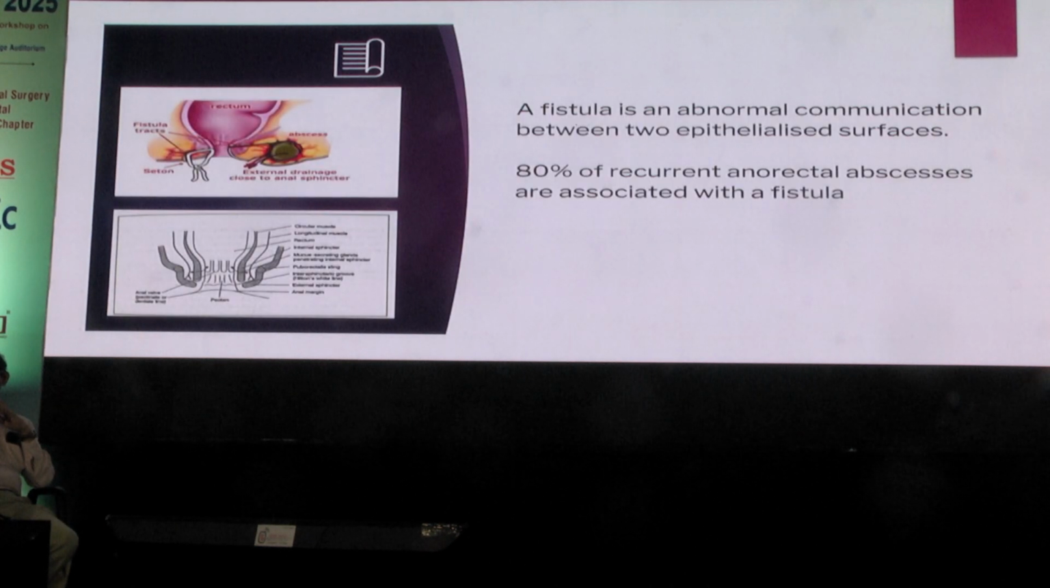All of us are surgeons, but efficient surgeons are few. To become a good surgeon, my teacher told me in my postgraduate that we should be well versed with the anatomy and the pathology. Before cutting, we should know what to cut, otherwise we'll land in soup. The definition of a fistula is an abnormal communication between two epithelialized surfaces. 80% of recurrent anorectal abscesses are associated with fistulas.